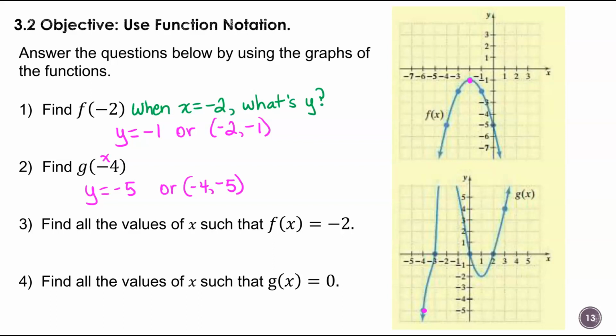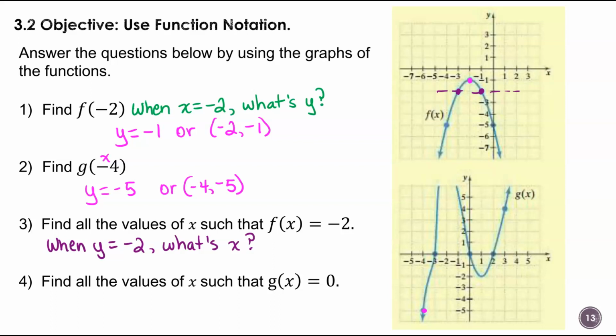On the next one, it says find all the values of x such that f of x equals negative 2. This is saying that when y equals negative 2, what are my x values? Now, sometimes there'll be more than one, so it depends on the graph. So let's take a look at this. Y equals negative 2 would be right here. So it would be this point and this point on the graph. So there are two answers on this particular one.